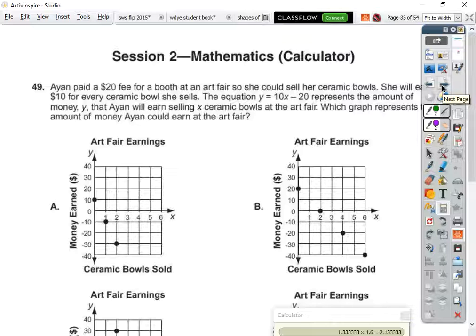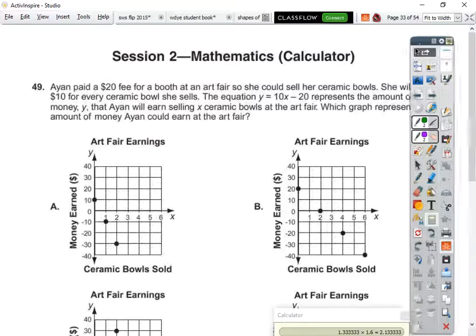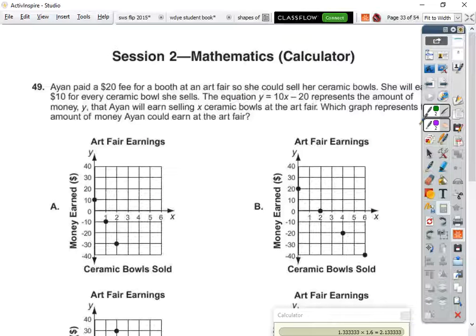Alright, 49. I don't even know how to pronounce that. Ayan paid a $20 fee for a booth at an art fair so she could sell her ceramic bowls. She will earn $10 for every ceramic bowl she sells. The equation y equals 10x minus 20 represents the amount of money that she will earn selling ceramic bowls at the art fair. Which graph represents the amount of money she could earn at the art fair?